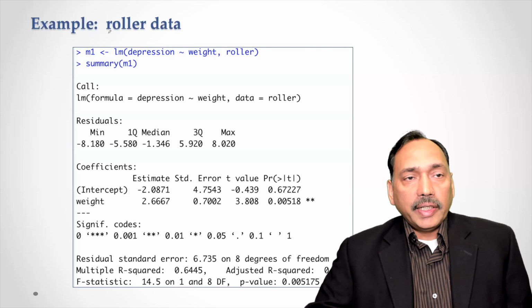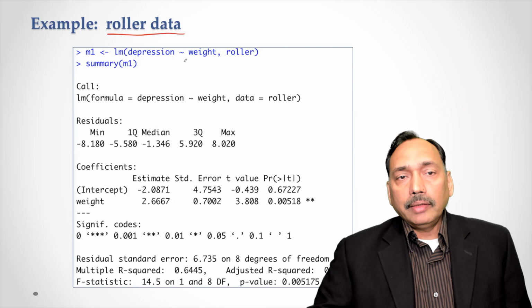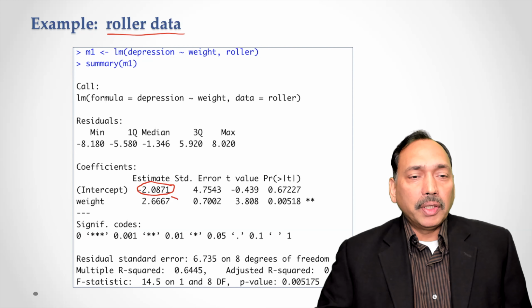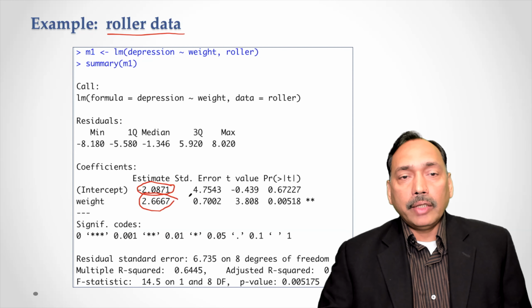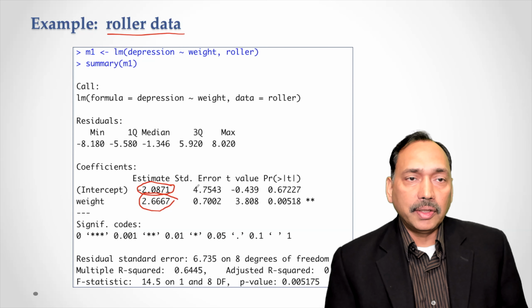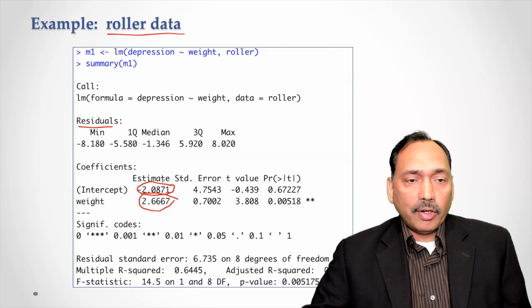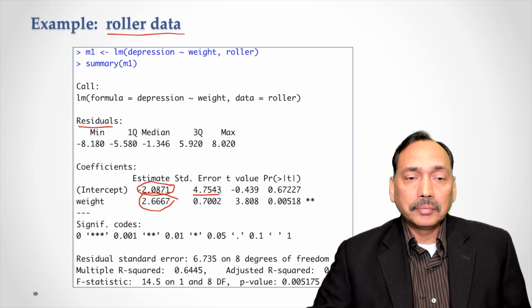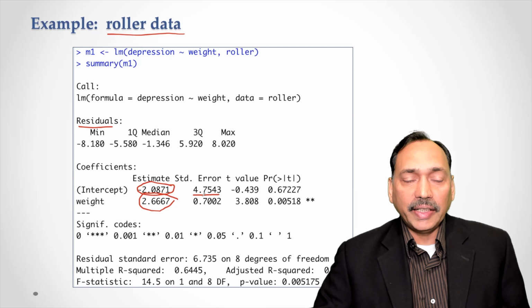So if we use the roller data, we can very easily estimate our b0 and b1 that we need for the equation, but we also get a lot of other information, as you can see. Apart from the estimates of intercept and weight, it gives us the standard error for the intercept. So this 4.7543 is related to negative 2.0871. It also calculates a t-value.